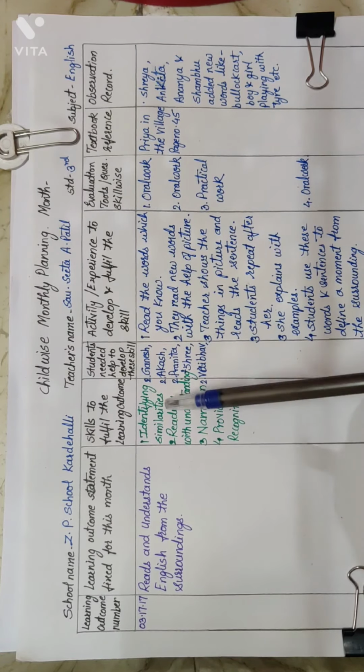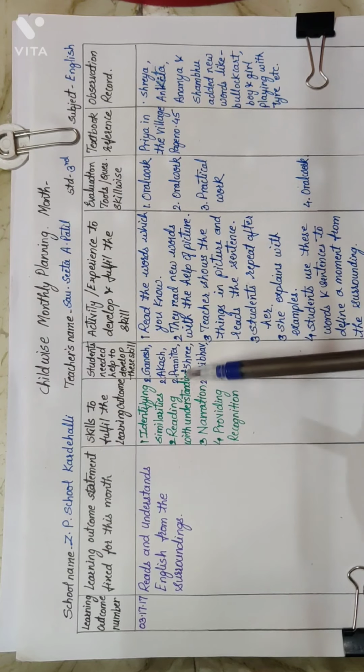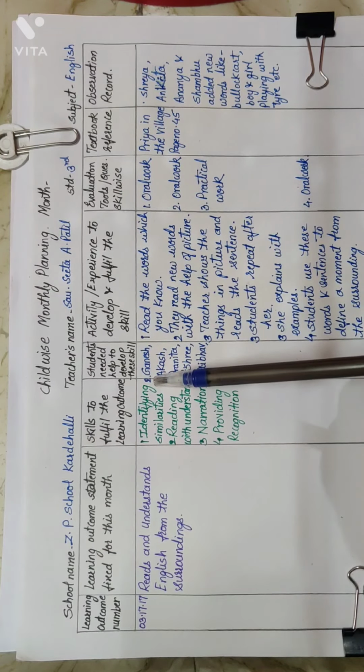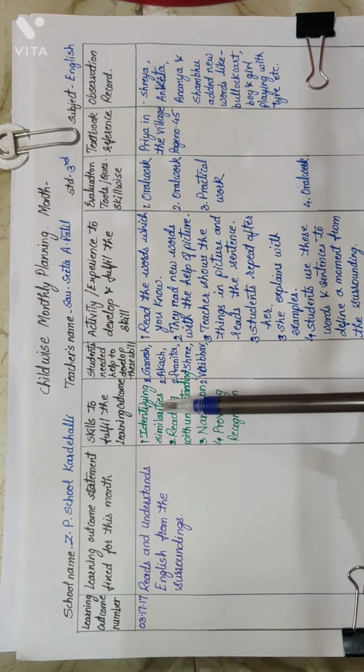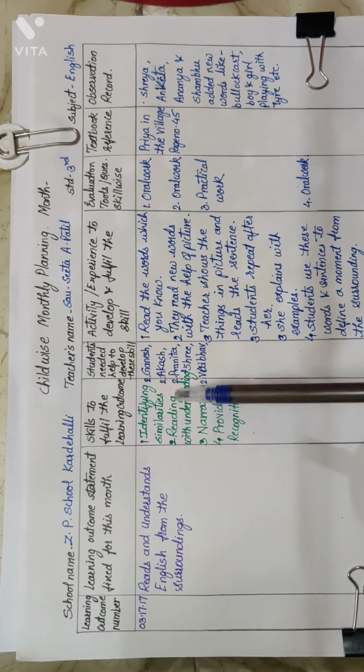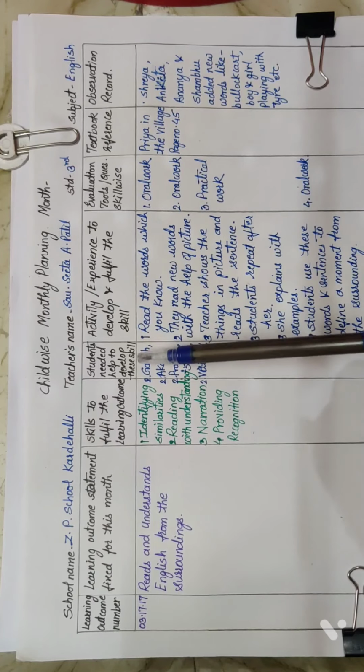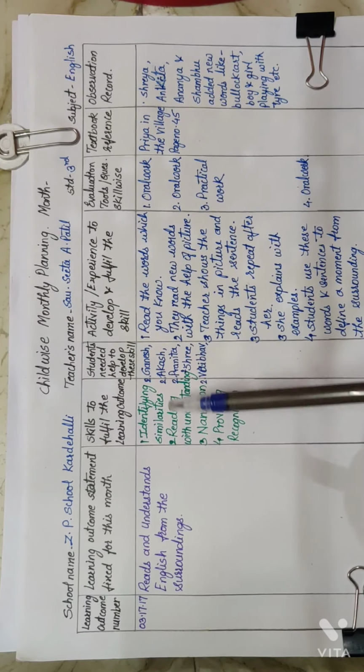So at what stage they are, we are going to see. Here 2 is written. Second means Ganesh is on the second step, reading with understanding. He can identify similarities but he is unable to do reading with understanding. All these 5 of them are on the same stage.